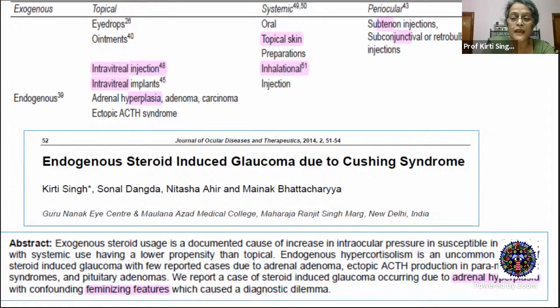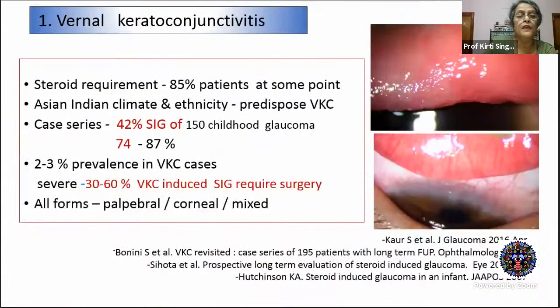And this is one patient we had who was a dilemma to us because he came to us with adrenal hyperplasia, suspected because of feminizing features. And he developed such a severe steroid-induced glaucoma that we had to operate on both eyes. And despite that, he had very poor vision.